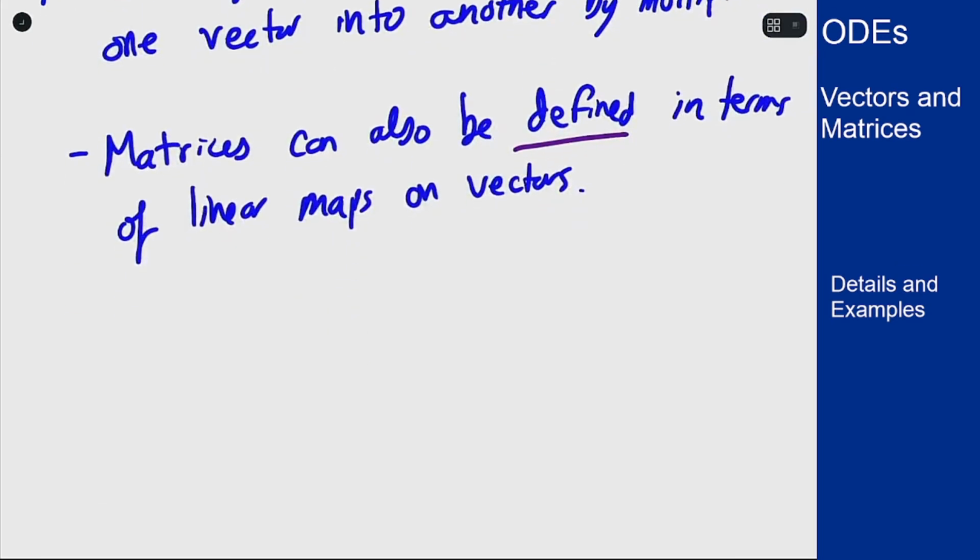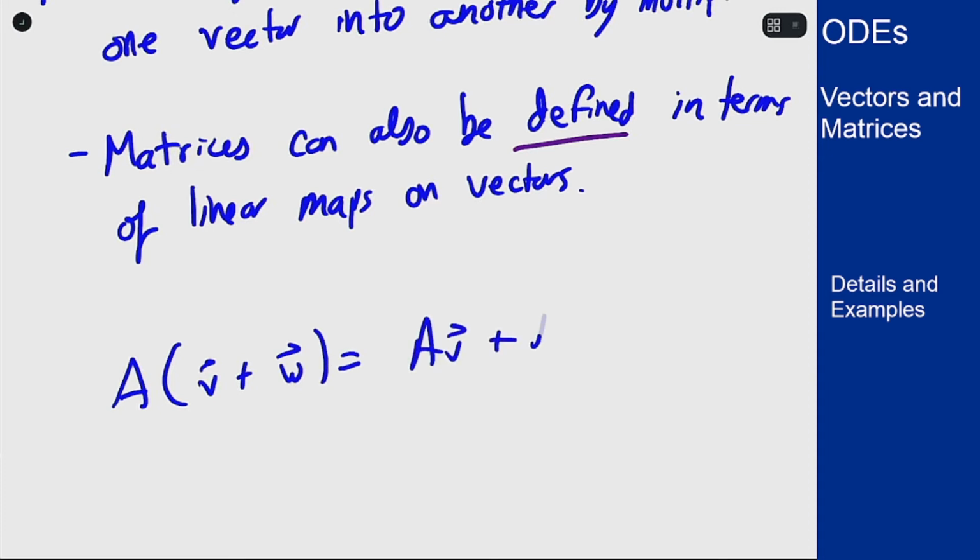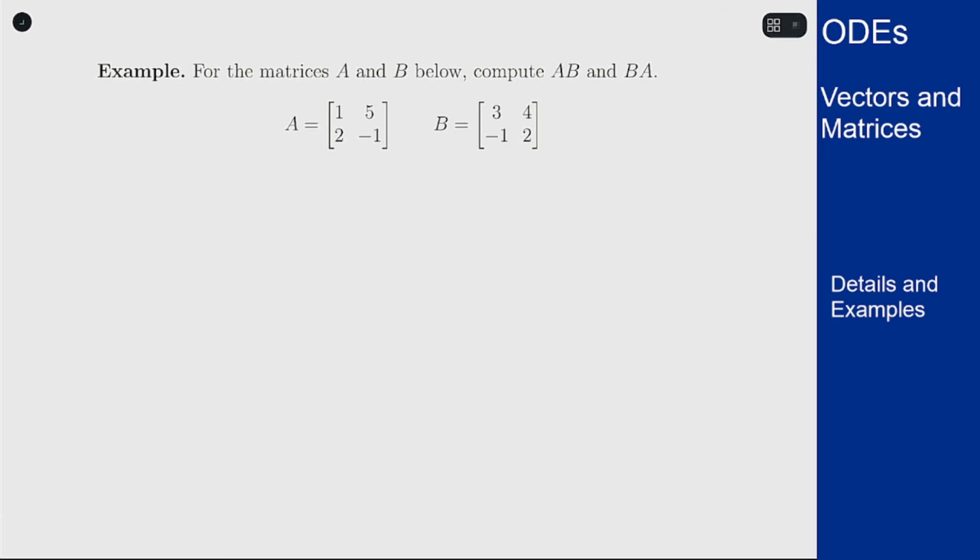So for instance, A times the sum of vector V and vector W is the same as A times vector V plus A times vector W. And really all the nice properties you want to hold happen for the case of matrix vector multiplication. So for an example, let's compute these two products, A times B and B times A.